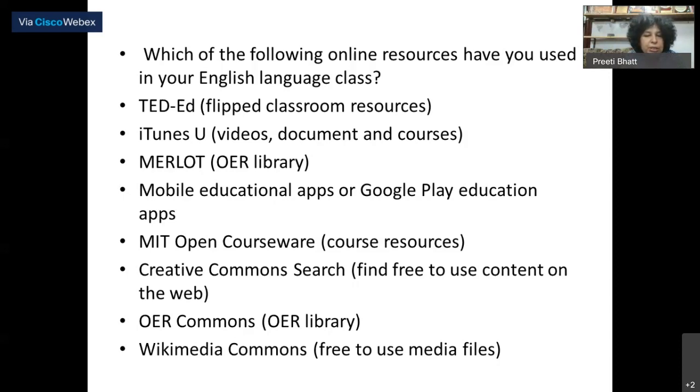You also have the Creative Commons search. You find free to use content on the web through the Creative Commons search. So we should explore this again to prepare our lessons. You also have the Open Educational Resource Commons OER library, which again is accessible and materials can be downloaded and used. You have Wikimedia Commons, free to use media files, which again the teacher can improvise and use in the classroom. So a lot of online resources are available, which are free of cost. And again, the teacher needs to plan so that they can be utilized in the best possible way, keeping in view the aims or objectives that the teacher has for a particular class.